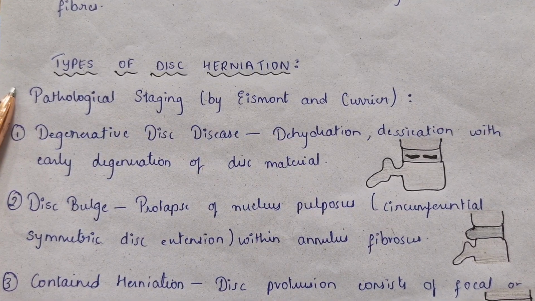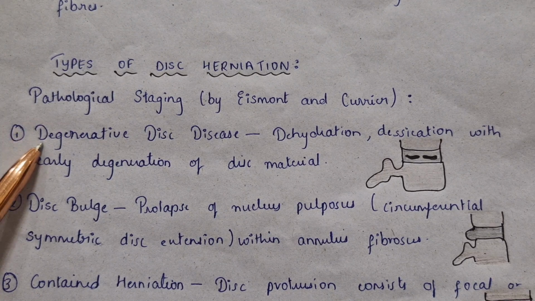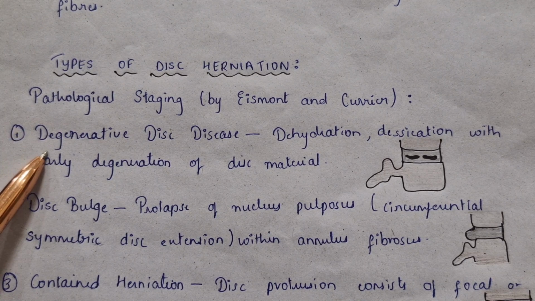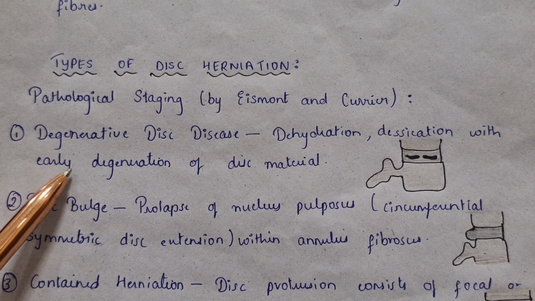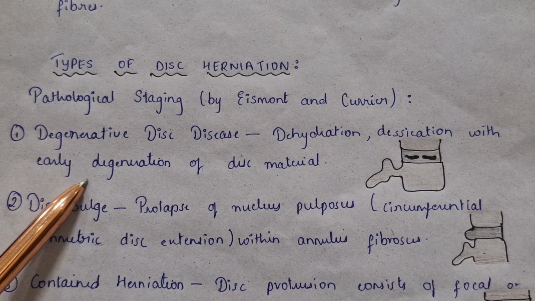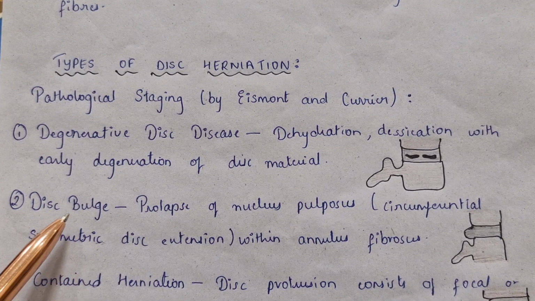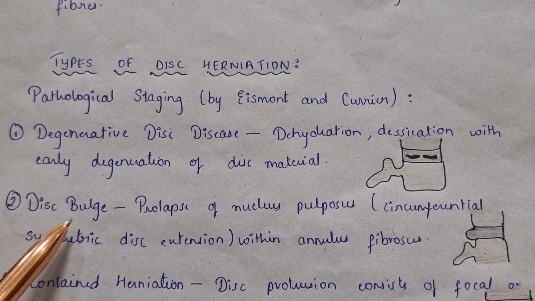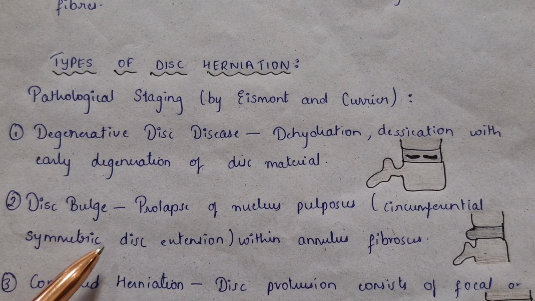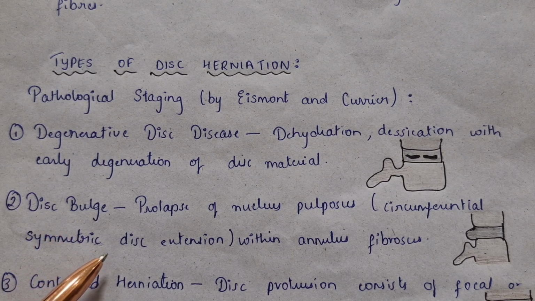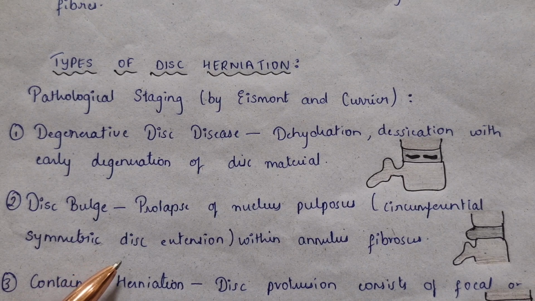Types of disc herniation. Under pathological staging, we have degenerative disc disease, which includes dehydration, desiccation with early degeneration of the disc material. The second one is disc bulge, where there is prolapse of the nucleus pulposus, circumferential symmetrical disc extension within the annulus fibrosus.